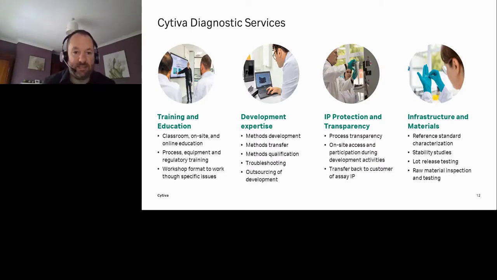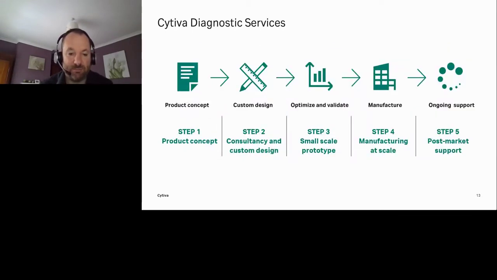Okay, so to move on from that, this is covering a typical customization process and development process and how we can work together. So, product concept is a very early stage idea of what you want to achieve, going through to a custom design. If it's working with us, we can look at customization of membranes or pads. We can help work with any bespoke designs you want, whether it's a unique cartridge or a unique lateral flow test. Going across optimization and validation, so we can help with small scale prototypes and then taking that onto a larger scale. Manufacturing, so once you get your product through and onto the market, we will support you throughout that stage, and then obviously ongoing support.